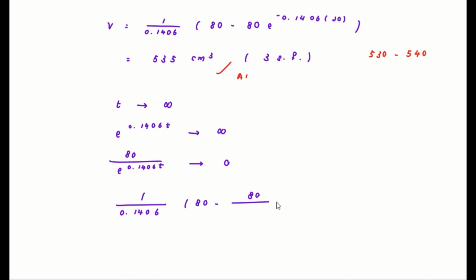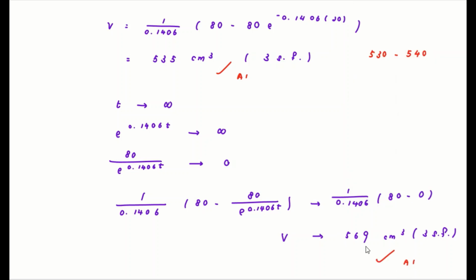Okay, 80 over e to the power, this thing will just approach 0. So it is 1 over 0.1406 and then 80 minus 0, because this thing is approaching 0. So what you are left with is 1 over 0.1406 multiplied by 80. Then you will get that for a long time, the volume will approach 569 in 3 SF. Same thing, the question also gives you an inclusive answer for this one.